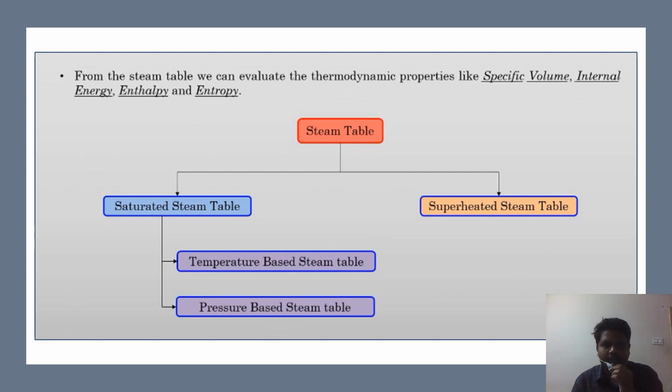From the steam table we can evaluate the thermodynamic properties like specific volume, internal energy, enthalpy and entropy. Steam tables can be divided into two types: one is the saturated steam table, the second is the superheated steam table. Again, the saturated steam table can be divided into two types: temperature based steam table and pressure based steam table. Now let us see them individually.